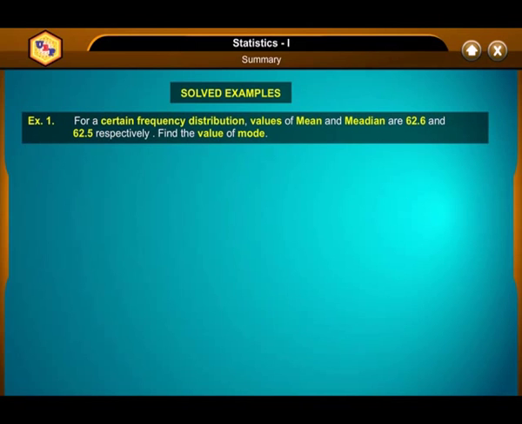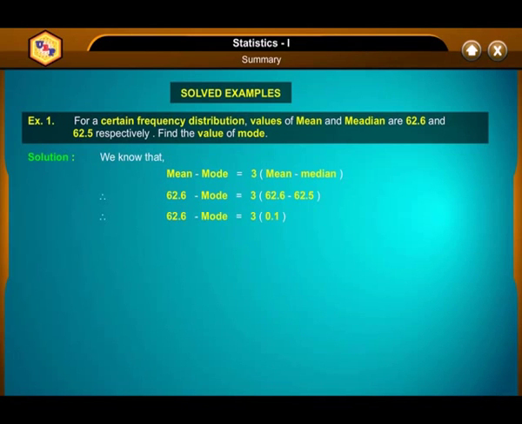Solved examples. Example 1. For a certain frequency distribution, values of mean and median are 62.6 and 62.5 respectively. Find the value of mode. Solution. We know that mean minus mode is equal to 3 times (mean minus median). 62.6 minus mode is equal to 3 times (62.6 minus 62.5). 62.6 minus mode is equal to 3 times 0.1. 62.6 minus mode is equal to 0.3. Mode is equal to 62.3.